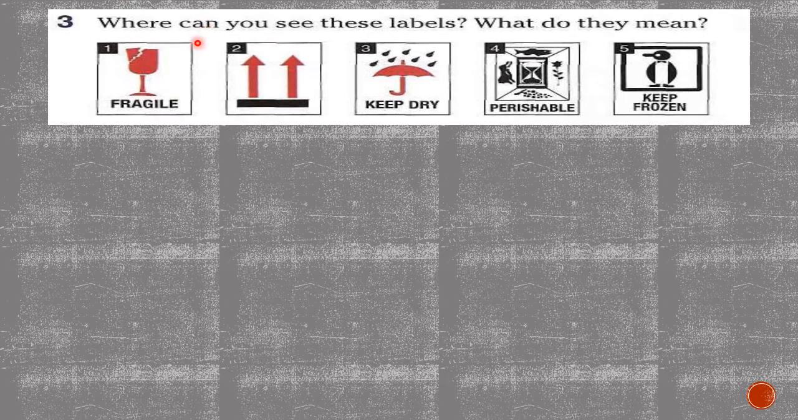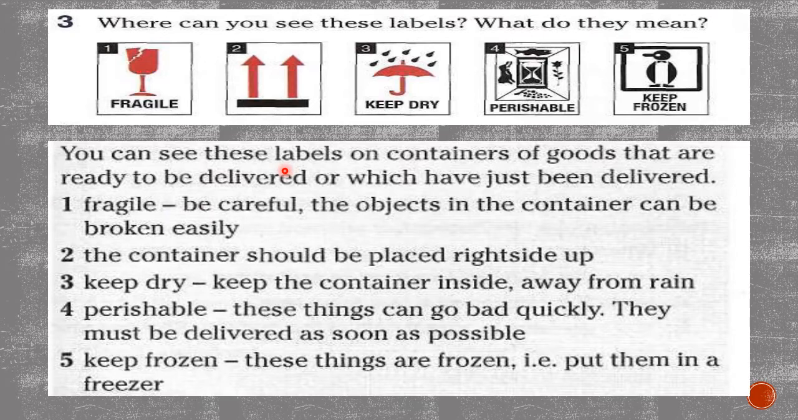Now, please look at exercise number 3. Where can you see these labels? What do they mean? Look at the labels and try to think about them and try to see where you can see them and what they mean. Please take 2 minutes thinking about these. Thank you. Now, these labels, you can see these labels on containers of goods that are ready to be delivered or which have just been delivered. So we can see them on boxes of goods.